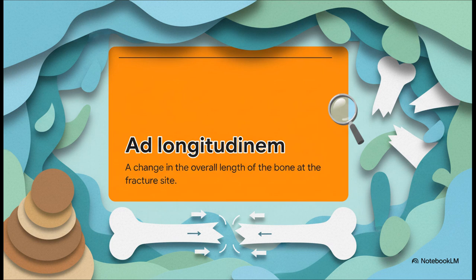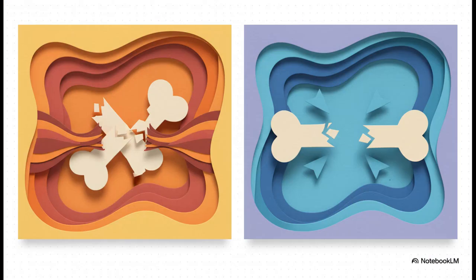Okay, number 3 is ad longitudinum. And this one is all about length. Has the bone actually gotten shorter? Or, in some cases, has it been pulled apart? This isn't just about where the pieces are sideways, but how they've affected the bone's total length. And this breaks down into 2 flavors.